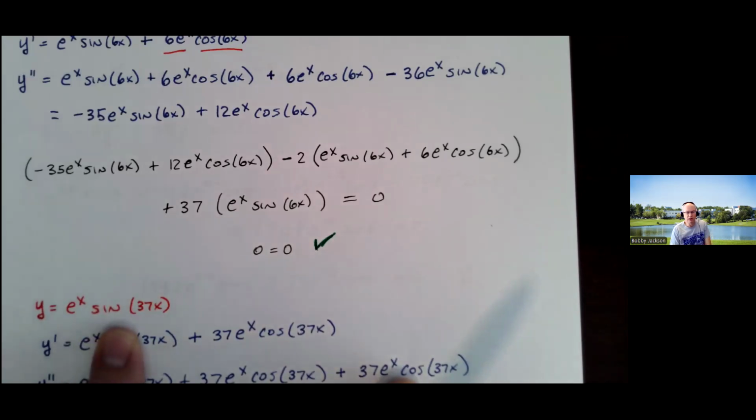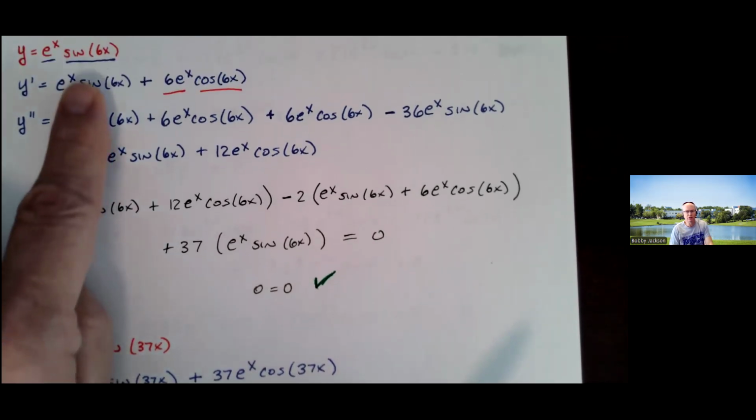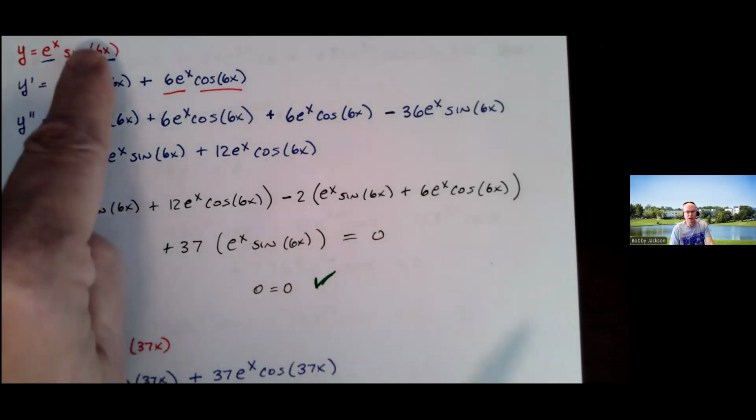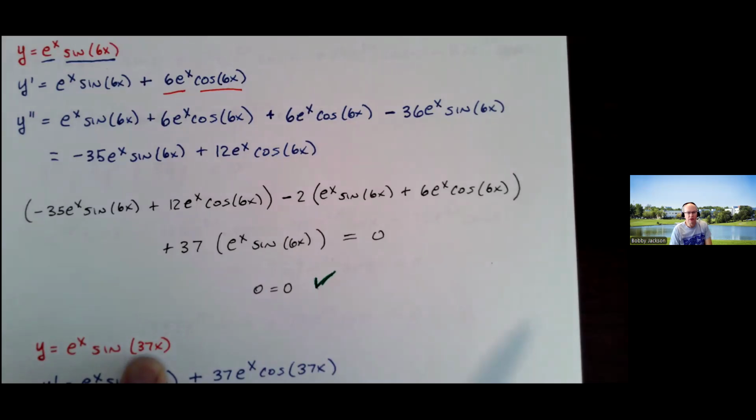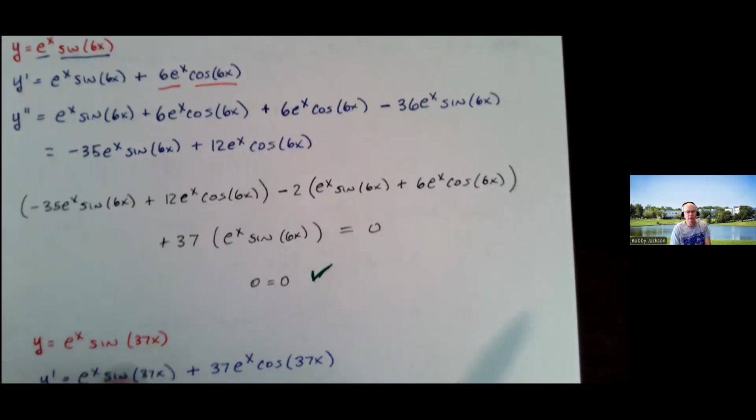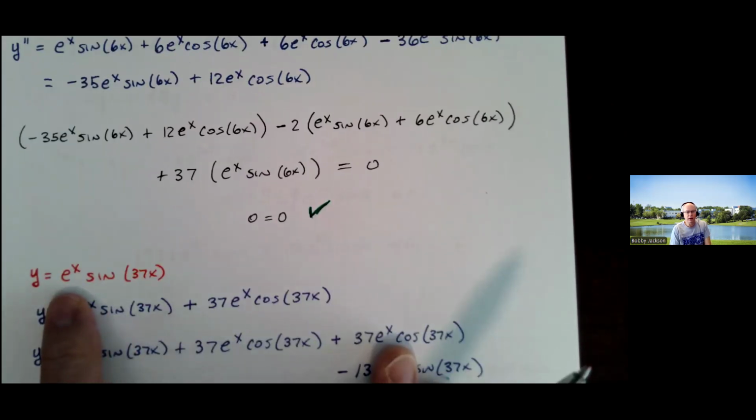Here's one of the other ones they did. If you look at it compared to this one, the only difference is they changed the 6 to a 37. So the way we find the derivative is basically the same. We just have a different constant multiple coming up. So we do the product rule again, and we get the following.